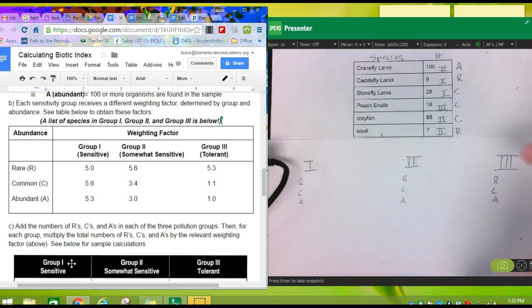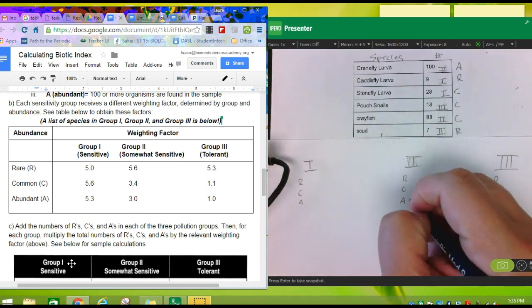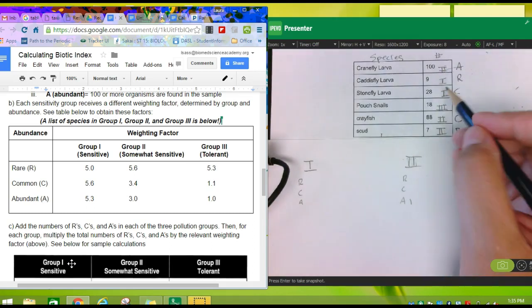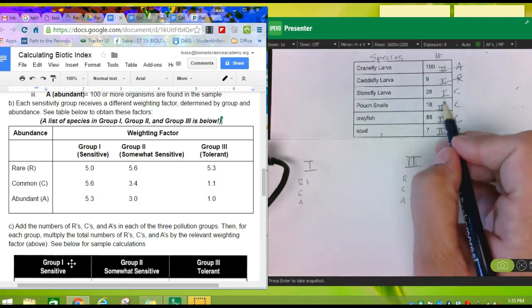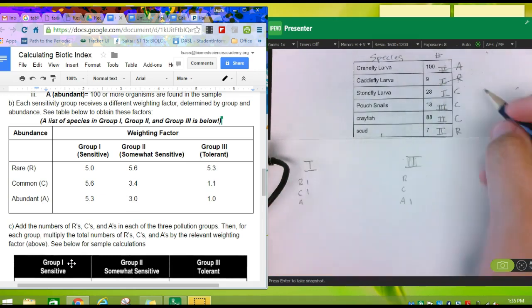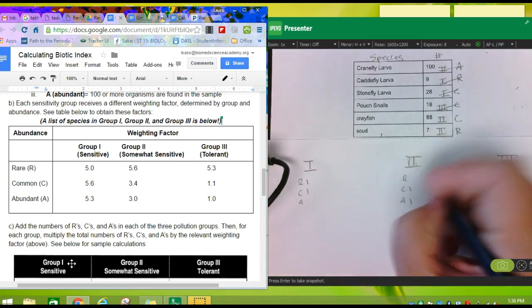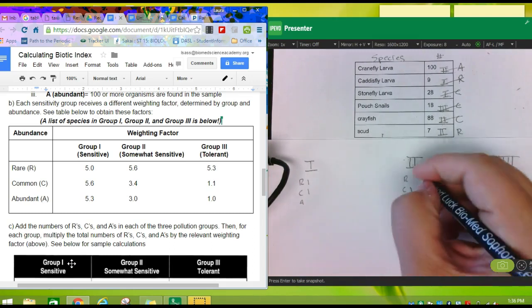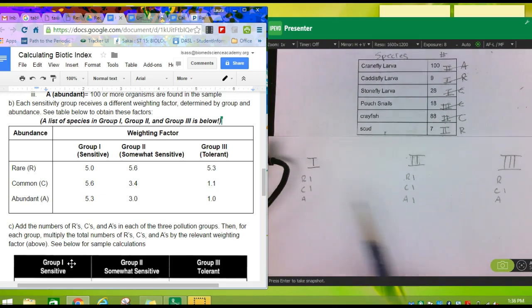So if we go all the way down, we can see that group 2 is abundant. So we put a tally mark next to that. We know it's done. Group 1 has an R. Group 1 has a C. Group 3 has a C. Group 2 has a C. And Group 2 has an R. So we just want to categorize, for each group, 1, 2, or 3, how many R's, how many C's, how many A's. Given our sample data, that's what we find.